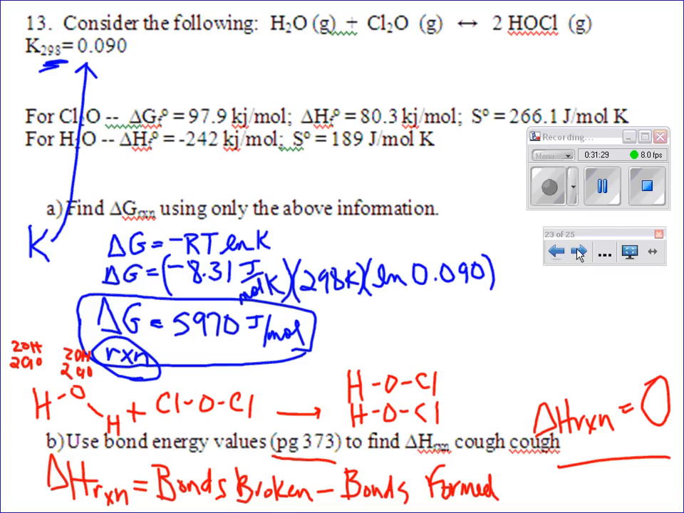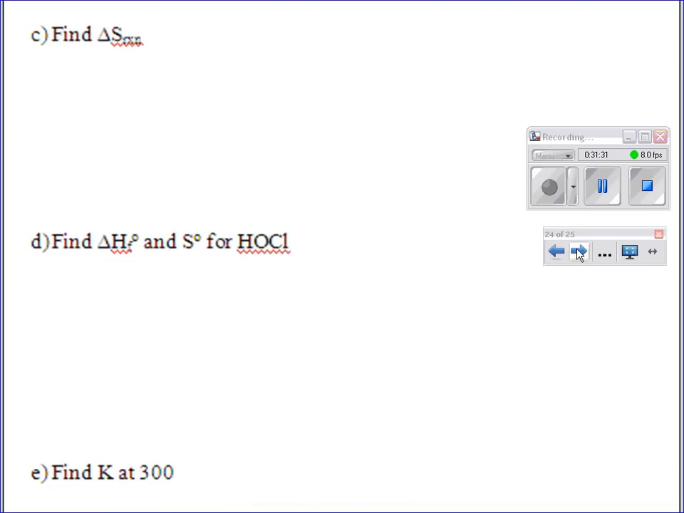All right, let's keep going on this problem. Find delta S of the reaction. How am I going to do that? What do I have for the reaction? Delta G. I just found delta H to be 0, so what do I use to find delta S? Gibbs-Helmholtz.